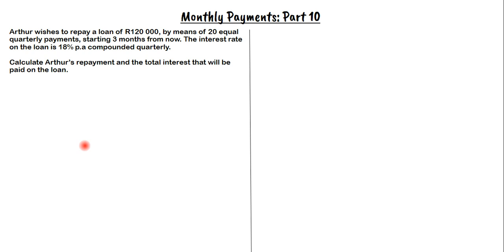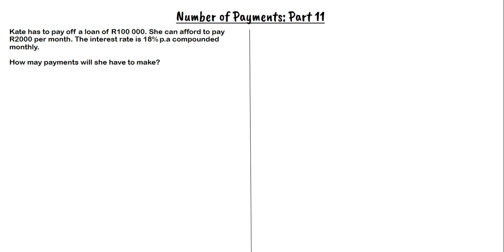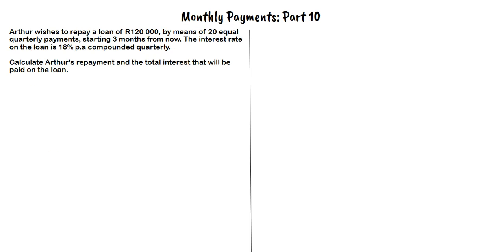Here we want to find out what money Arthur will be paying back to the bank every quarter, every 3 months, starting 3 months from when he got the loan. Arthur got the loan, and after getting it, he agrees that after 3 months he will be able to start paying.